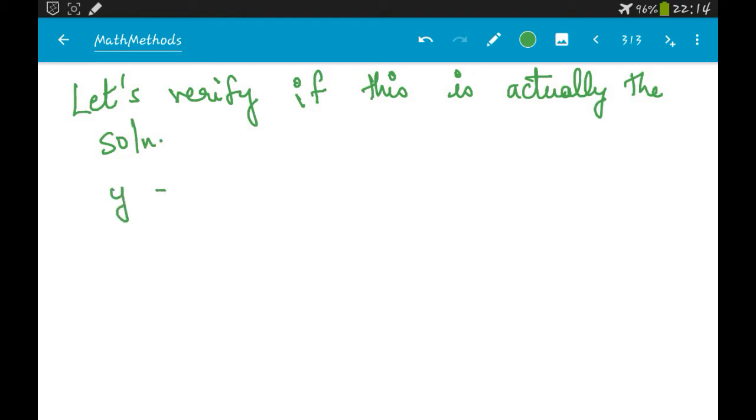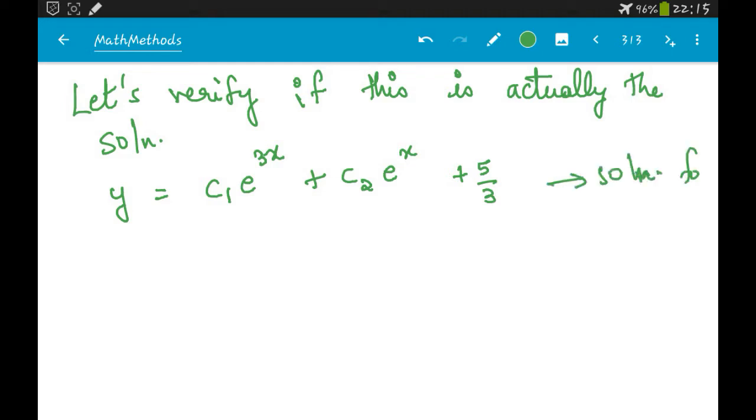So y is your c1 e power 3x plus c2 e power x plus 5 by 3. Okay, so this is your solution for y. And the equation was y double dash minus 4y dash plus 3y is equal to 5. So what is y dash?